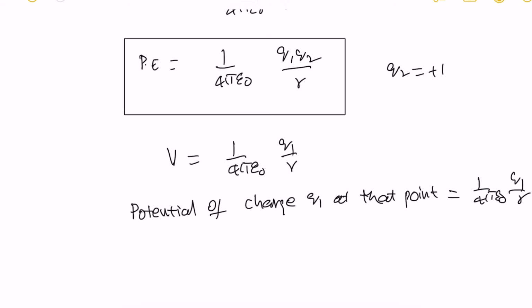So potential energy is equal to 1 by 4 pi epsilon naught q1 by r, that is V, into q2. Instead of q2 I use q. Suppose I take the charge q to bring from infinity to that point. Instead of q2 I take q, then the potential energy is equal to the formula V q. So this is the relation between potential energy and potential.